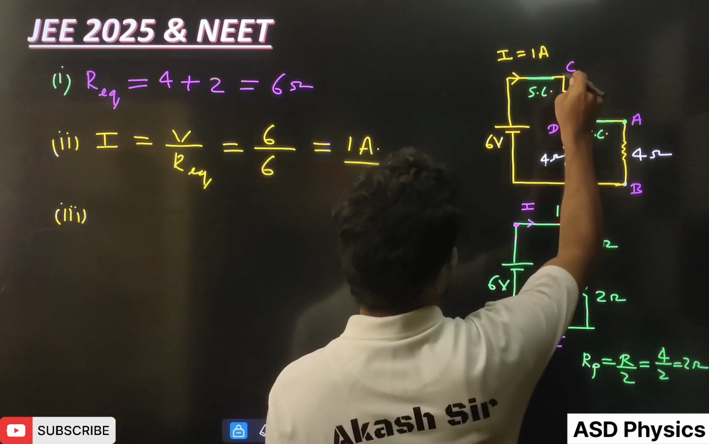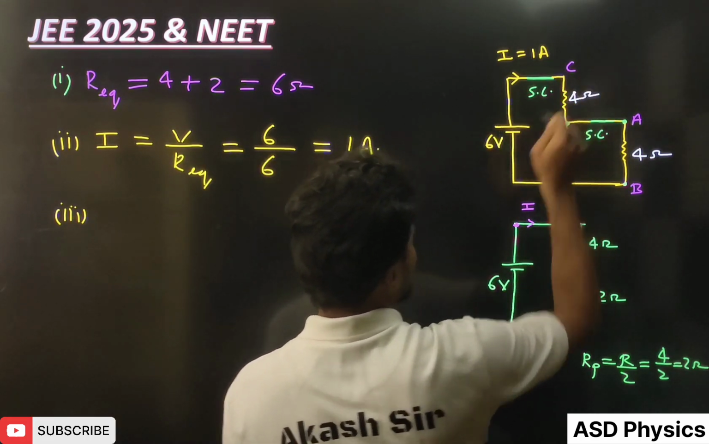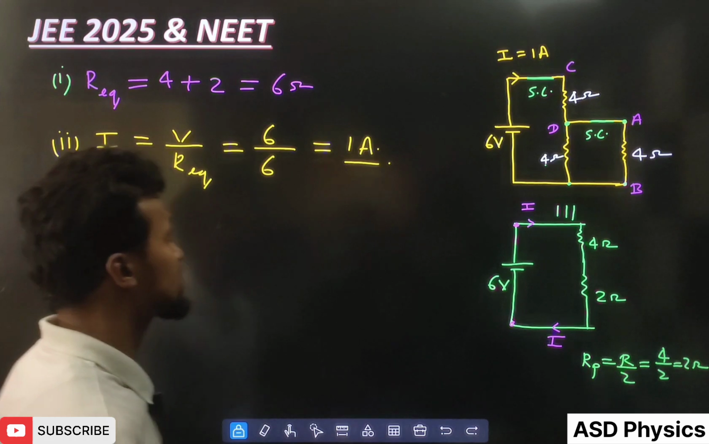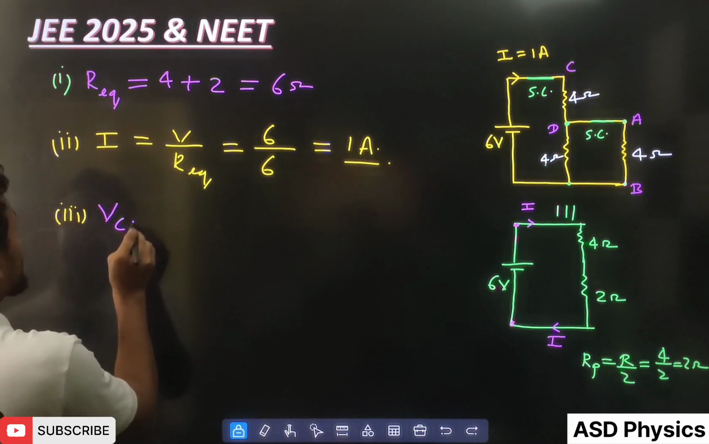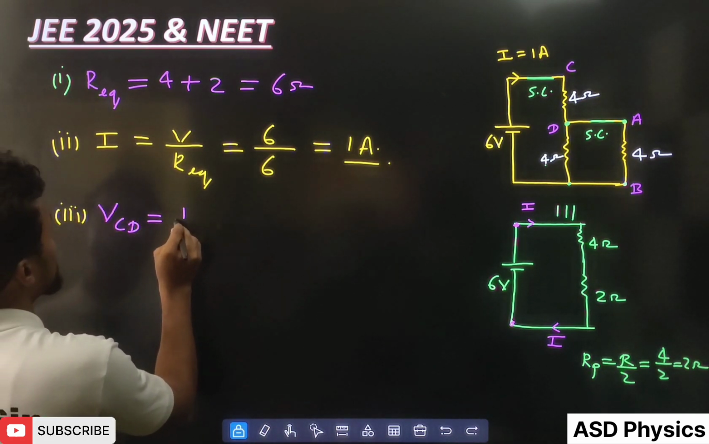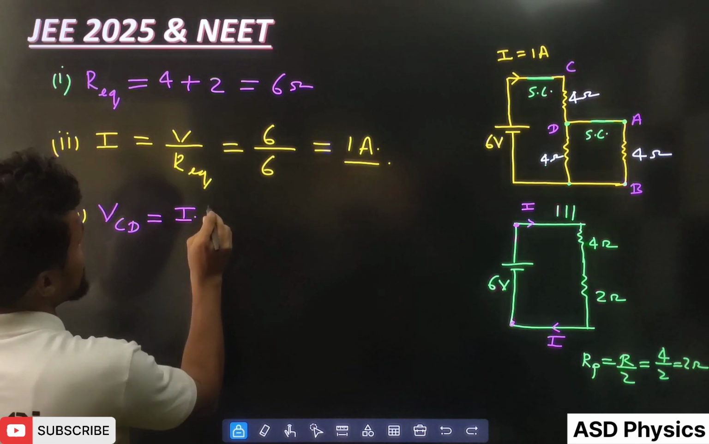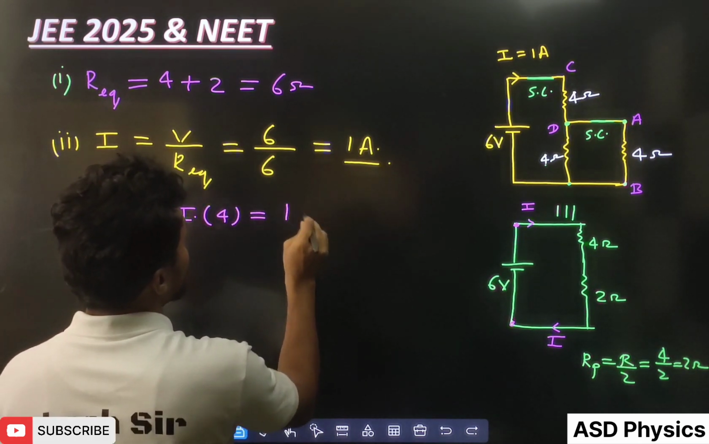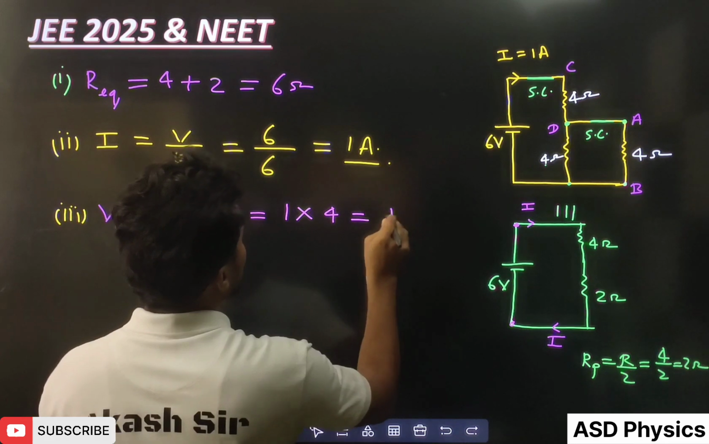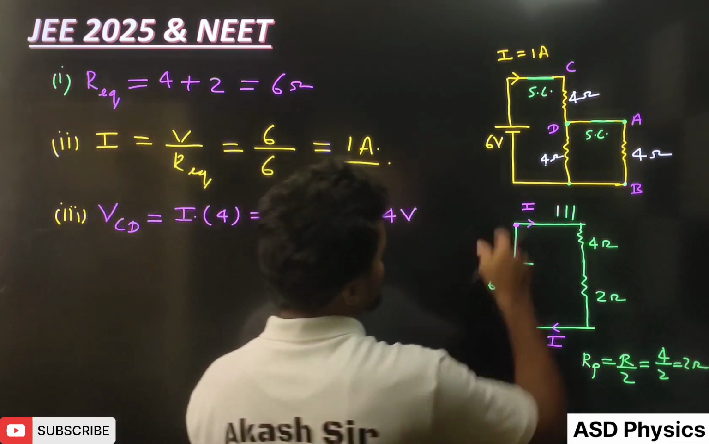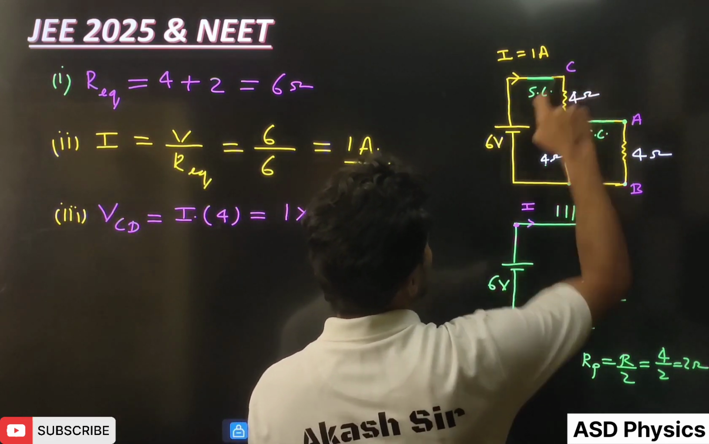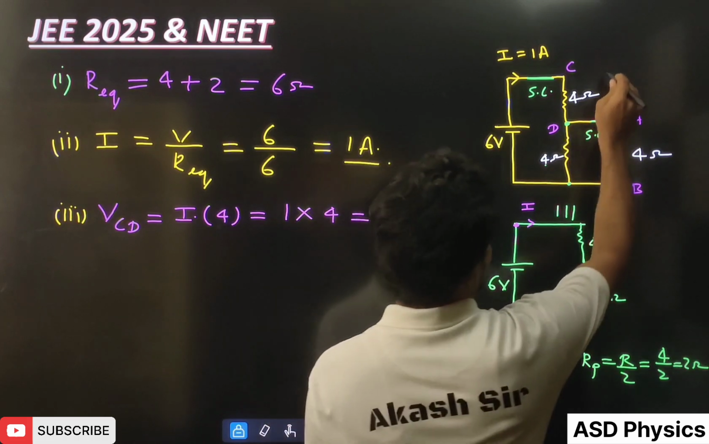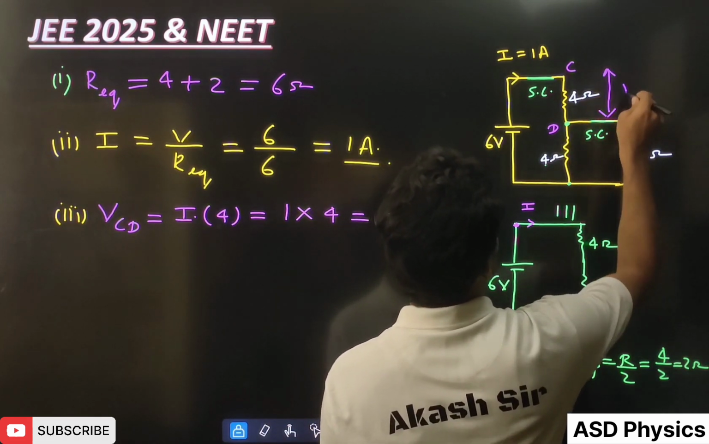Now this 1 ampere current will completely pass through this resistor 4 ohm connected across CD. So if I calculate voltage across CD, it will be current I, and resistance how much is given here? 4 ohm. That means this is 1 into 4, and it will come here 4 volt, is it? So out of 6 volt, what is happening? 4 volt drop is happening here.